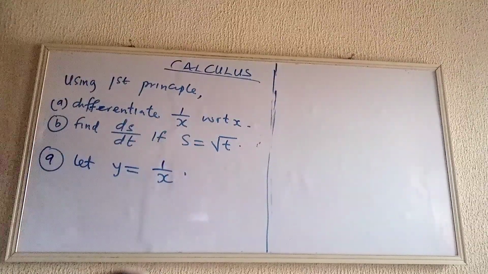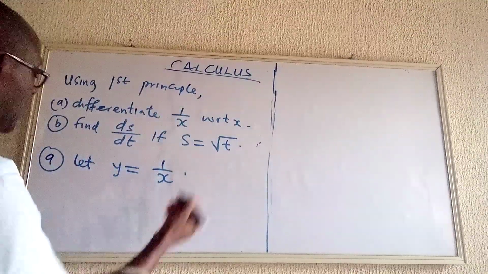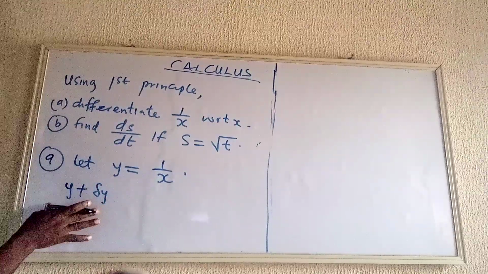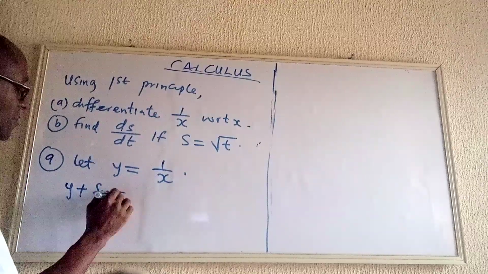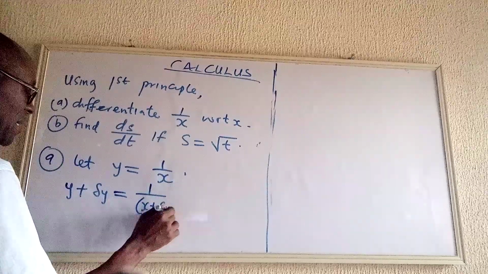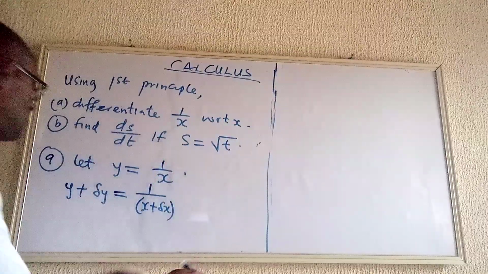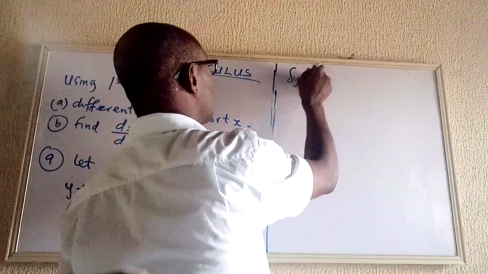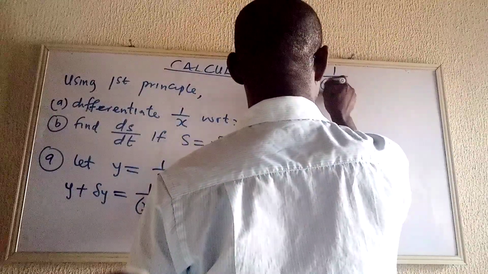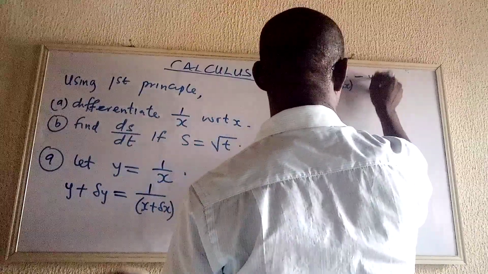As you have been told, you make y equal to it because you are not given that 1 over x is equal to anything. So y plus delta y has been increased by delta y. So the same thing must happen to x: 1 over open bracket x plus delta x. Then you transfer y to the other side. Delta y will be 1 over bracket x plus delta x, bracket closed, minus y.